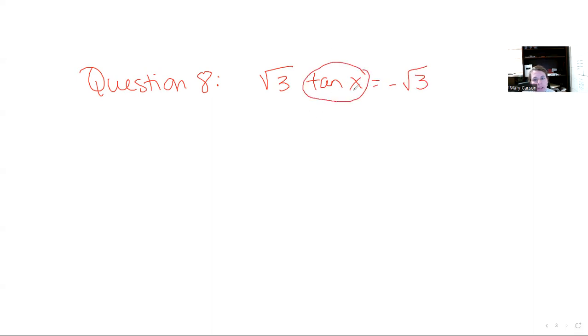All right, question 8. Square root of 3 tangent of x equals negative square root of 3. All right, so remember, when you're solving equations, you want to get your trig value by itself. So I'm going to divide this by the square root of 3, and this ends up giving you a -1. So we have tangent of x, so we're looking for some angle value of tangent that gives you a -1.